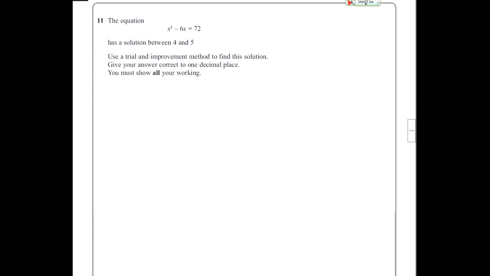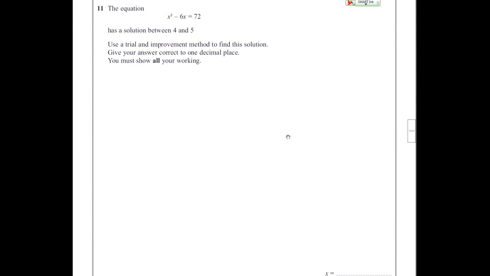Right, question 11. We have got a horrible looking equation, but remember we're in our calculator exam, so we can use our calculator. It's got an answer that's between 4 and 5. Use trial and improvement to find this answer. And give your answer correct to 1 decimal place. Very, very important. Let's begin then.